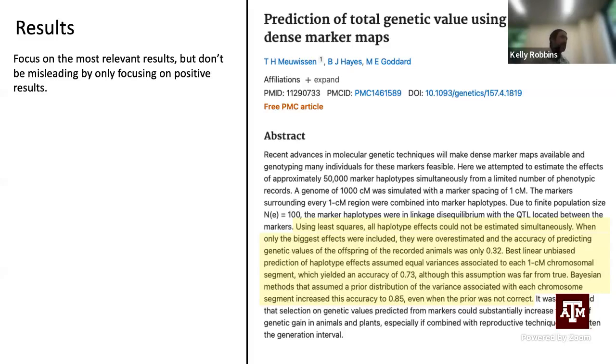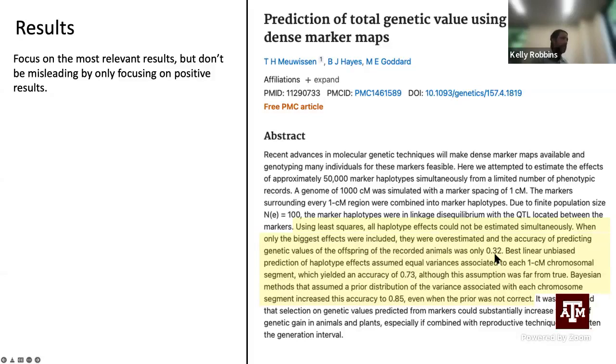At this point in time, back in the early 2000s, it was starting to become pretty clear that for complex traits that just wasn't going to work. And here they're highlighting this idea of trying to go through and find major effect markers and only use major effect markers. It is not ideal for this type of complex trait. So that's a key finding there.